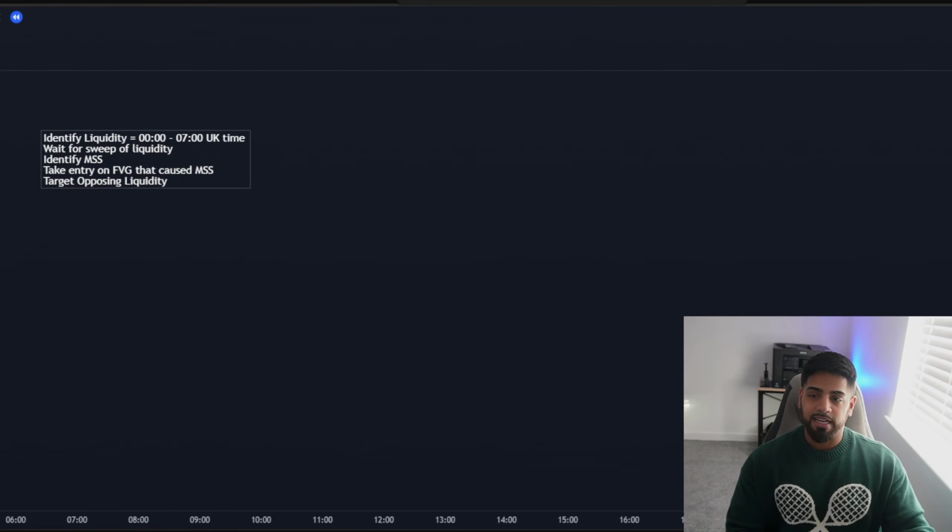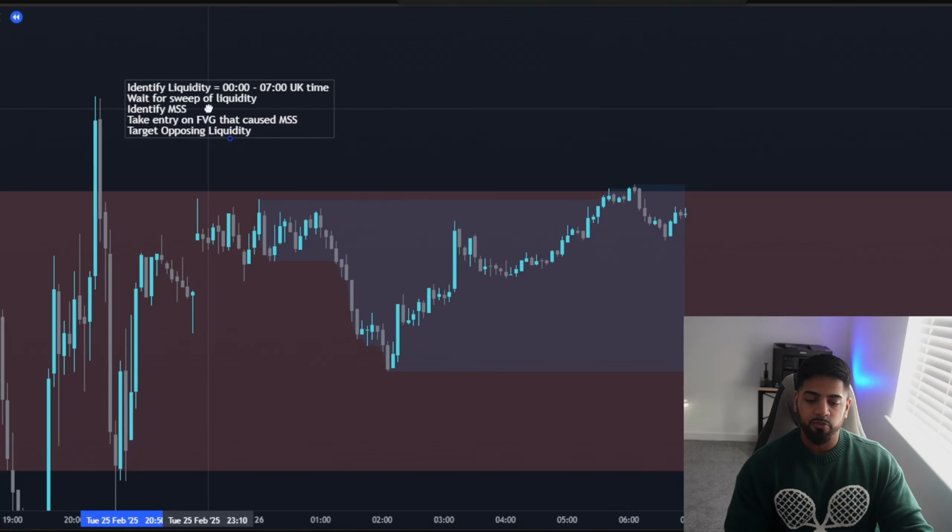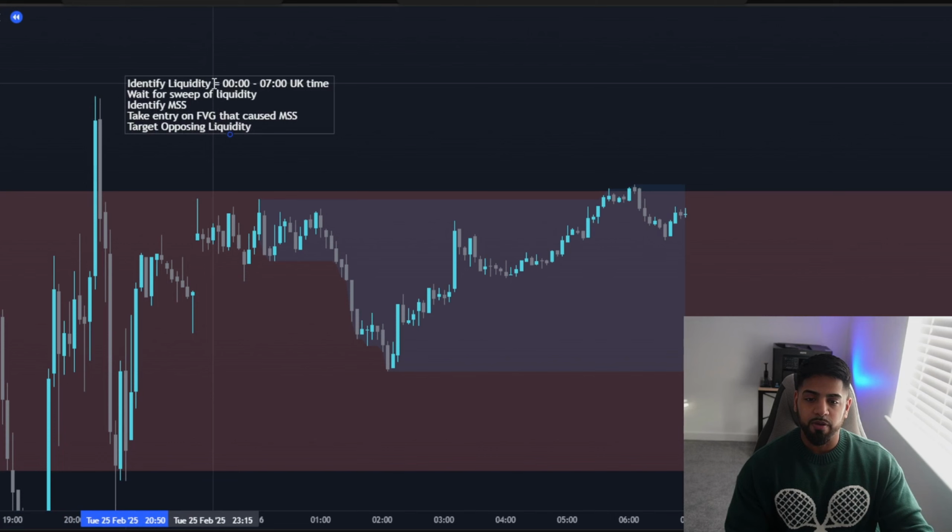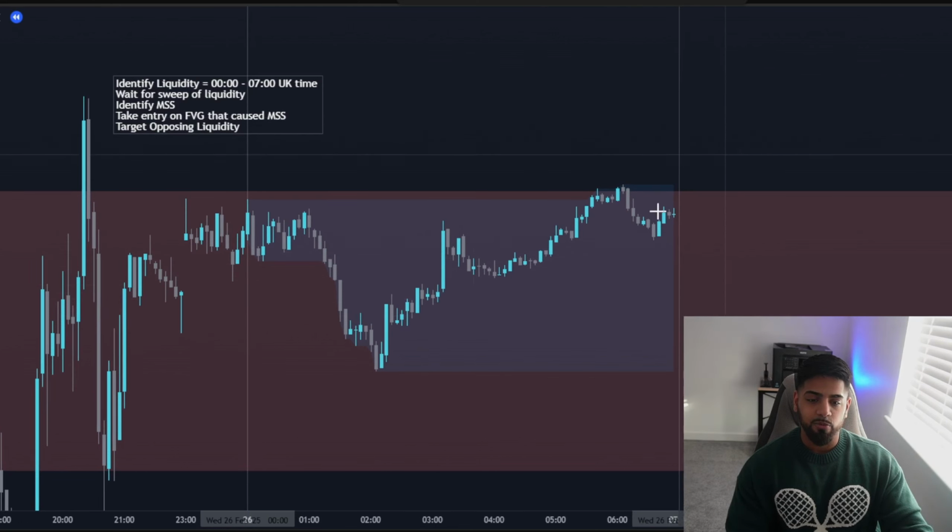So let's go and break down exactly what happened this morning. First, we need to identify the liquidity that was built between the times of midnight and 7 a.m. UK time. If I place a vertical line on the chart at exactly midnight and then at 7 a.m., we can see that this is the window that we are looking inside to identify the high and the low. Right here we've got the low of that entire range, and right here at the top, we've got the high of this entire range.